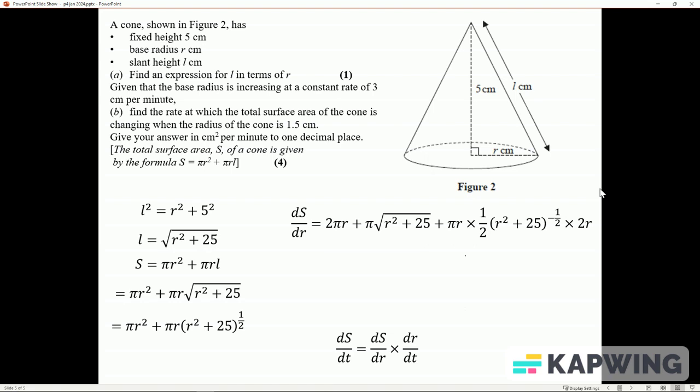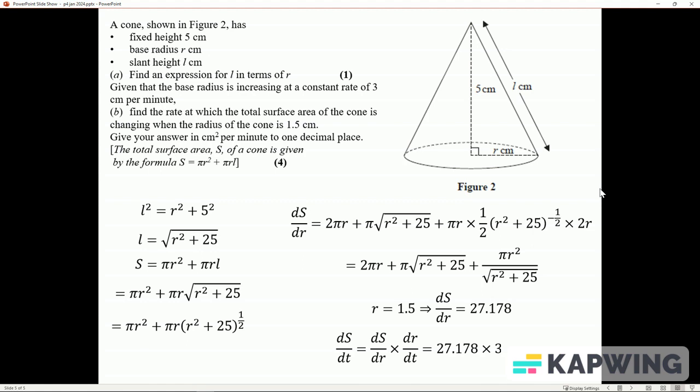I'll simplify a little bit. I've got a 2 on the top and 2 on the bottom in that last term. So I'm going to have pi times r on the top, and then I'll have the square root of r squared plus 25 on the bottom. I need to put in 1.5. And when I do that, I get dS over dr is about 27 and a bit. So then I can write that dS over dt is that 27.178, the dS over dr, multiplied by the dr over dt, which the question told us was 3, giving me 81.5.